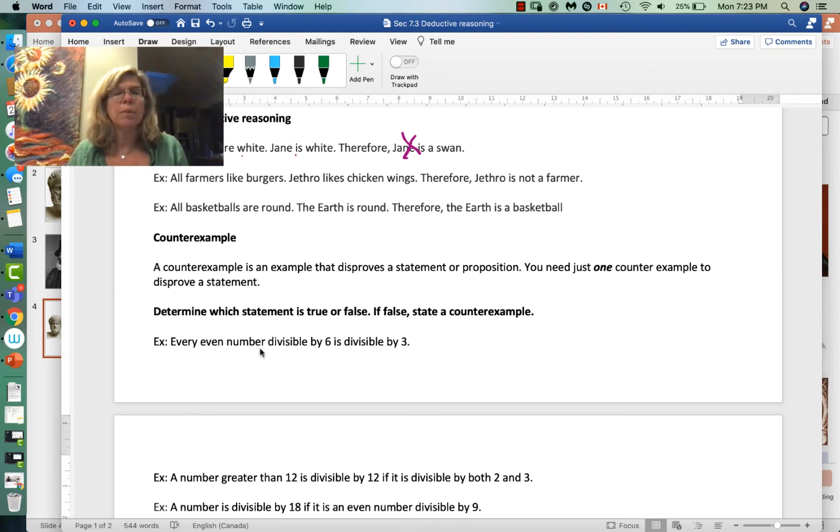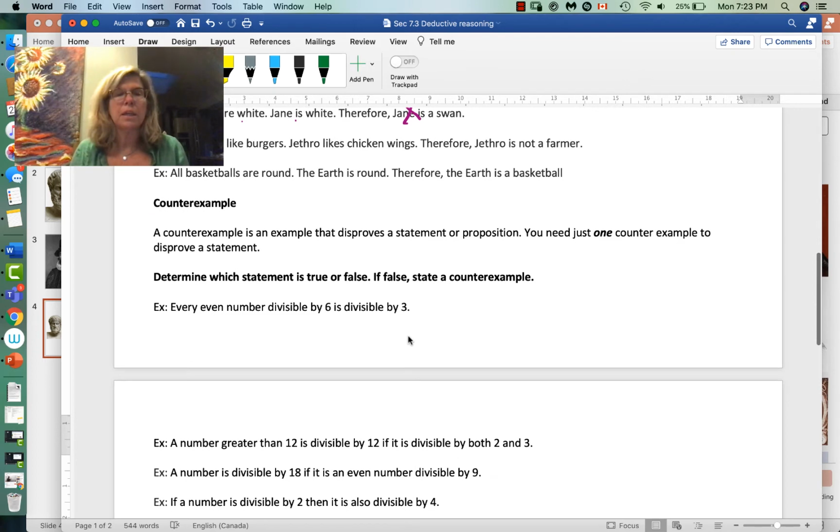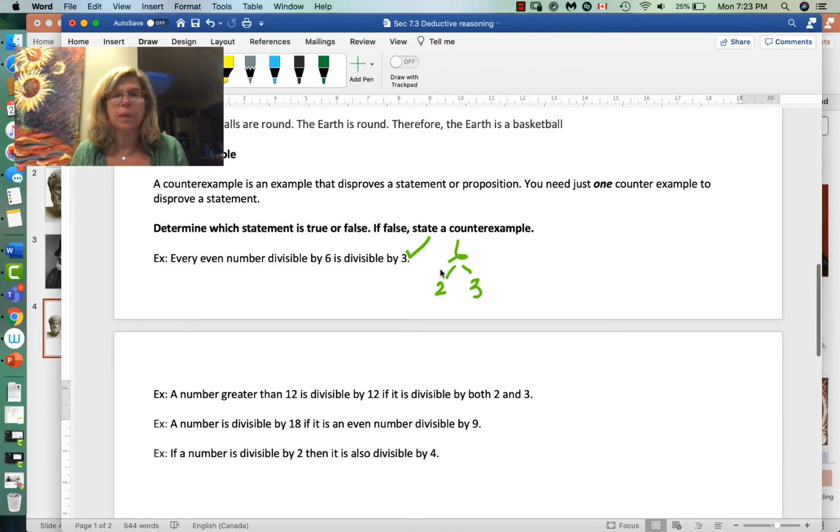So, every number divisible by 6 is divisible by 3. Well, in this case, we actually know that the prime factorization of 6 is 2 and 3. So we know that if it's divisible by 6, it is in fact divisible by 3. So we know that one to be true. I can't think of any false statement.